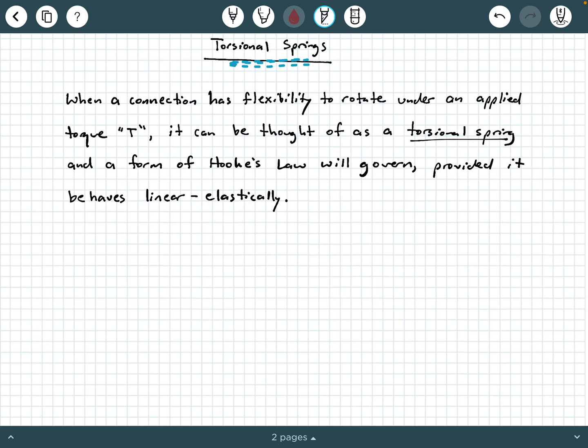on torsional springs. So what does that mean? What do we think of when we think of a torsional spring? Well, let's discuss it. When a connection has flexibility to rotate under an applied torque T, it can be thought of as what we call a torsional spring, and a version of Hooke's law will govern its behavior, provided that it behaves linear elastically.